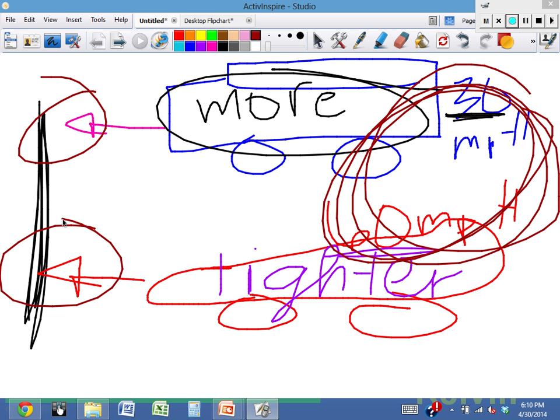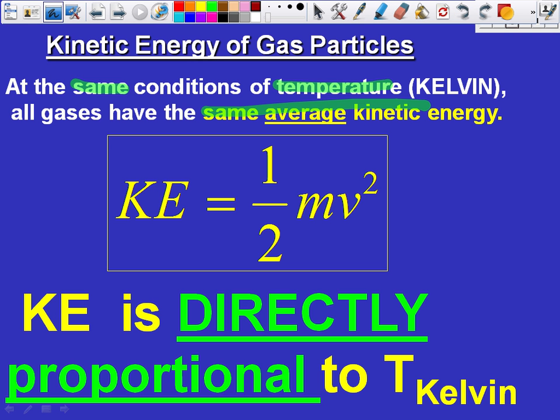One more time. Even though the Hummer is more massive, it's traveling slower, and even though the Ferrari is lighter and traveling faster, if they are at their correct mass to velocity ratio, they will hit this wall with the exact same amount of energy. That's what I want you to understand: no matter the molecule, as long as they're at the same temperature, they'll have the same energy. Very, very important for you to grasp that concept.